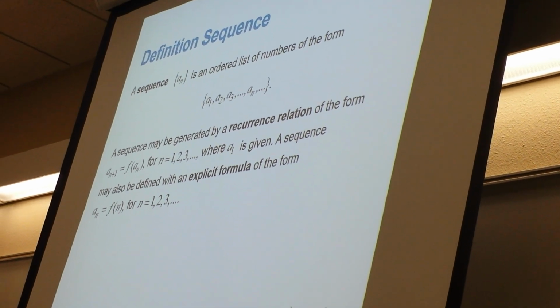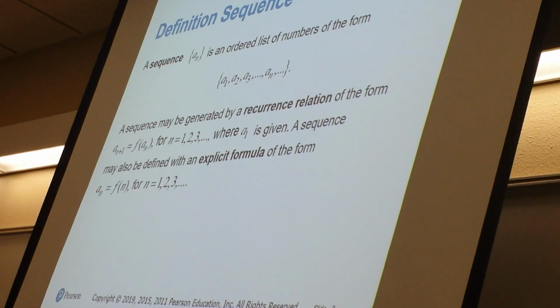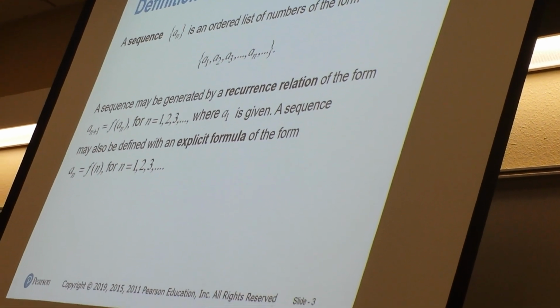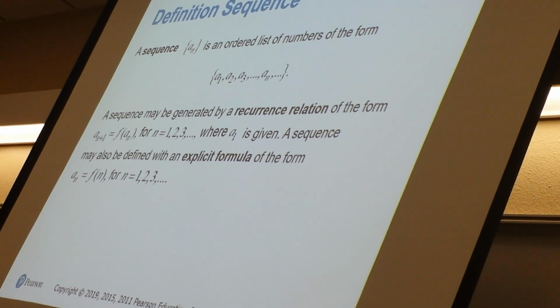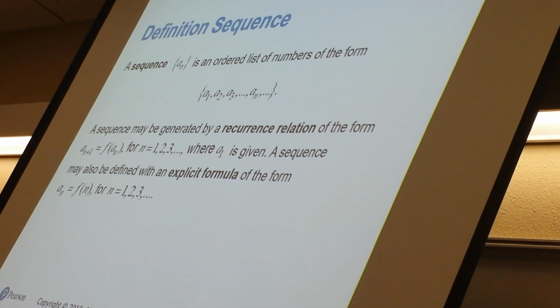A sequence is an ordered list of numbers of the form a sub 1, a sub 2, a sub 3, all the way to a sub n. So it's an ordered list, so there is order to that list. There is a pattern to it.